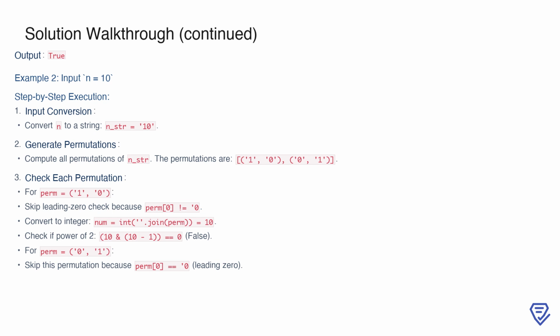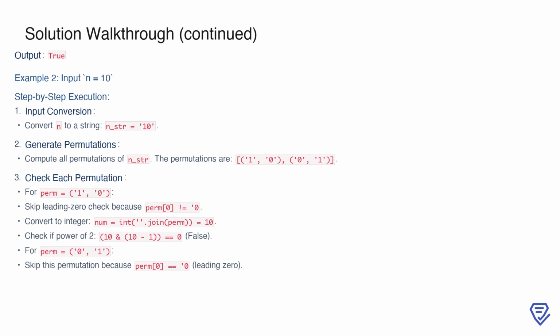Now, let's consider the second example with the input n equals 10. Again, we start by converting the integer n into a string, resulting in n_str equals 10. Next, we generate all permutations of the digits in n_str. The possible permutations are 10 and 01. For the first permutation, 10, we skip the leading zero check because the first digit is not 0.